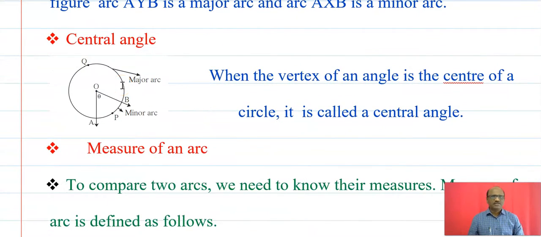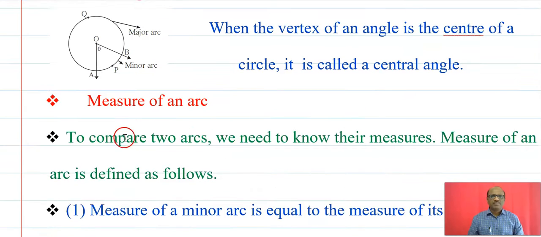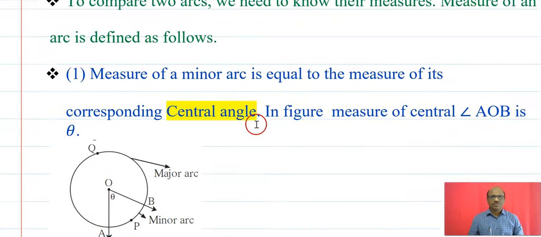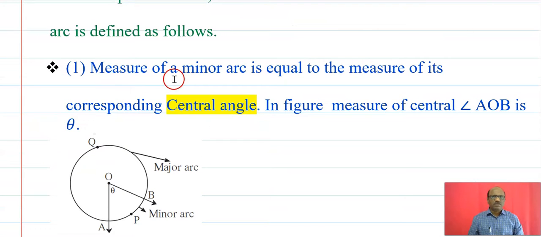Now the central angle. When the vertex of an angle is the center of a circle, it is called a central angle. Measure of an arc. To compare two arcs, we need to know their measures. The measure of a minor arc is equal to the measure of its corresponding central angle. In the figure, the measure of central angle AOB is theta.